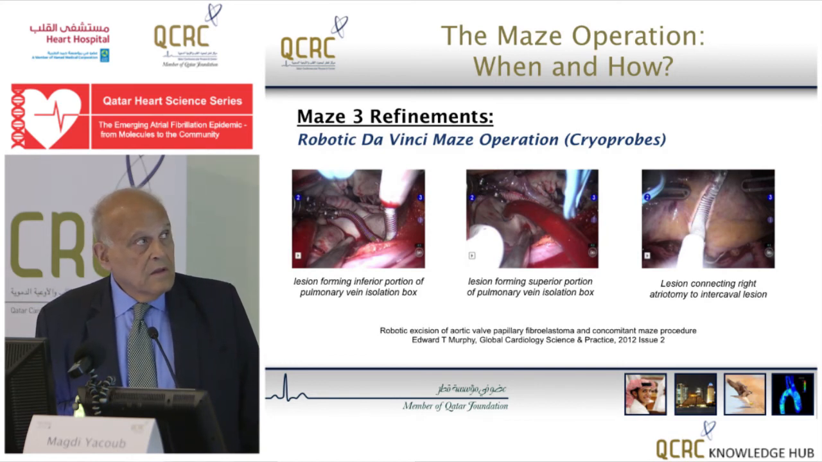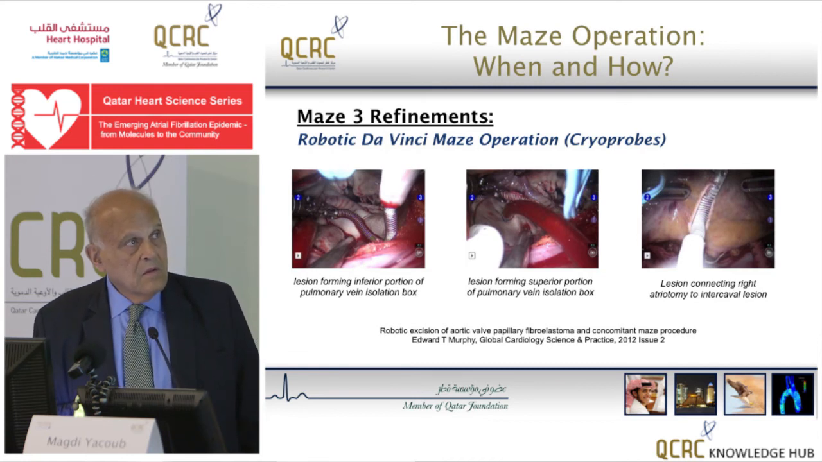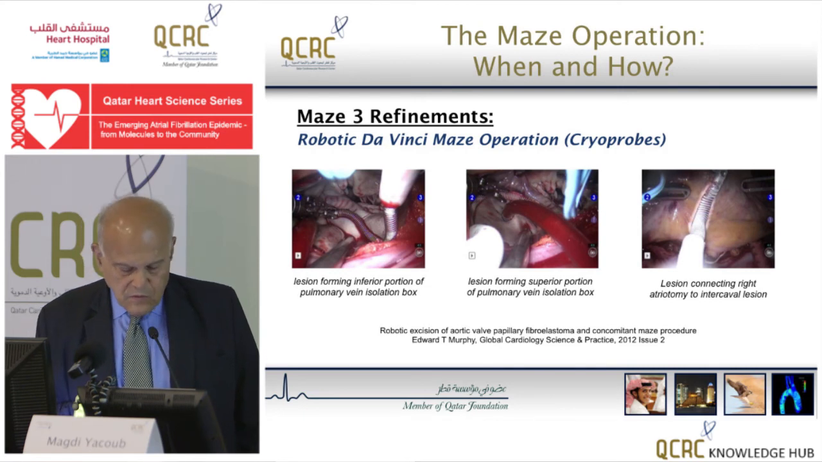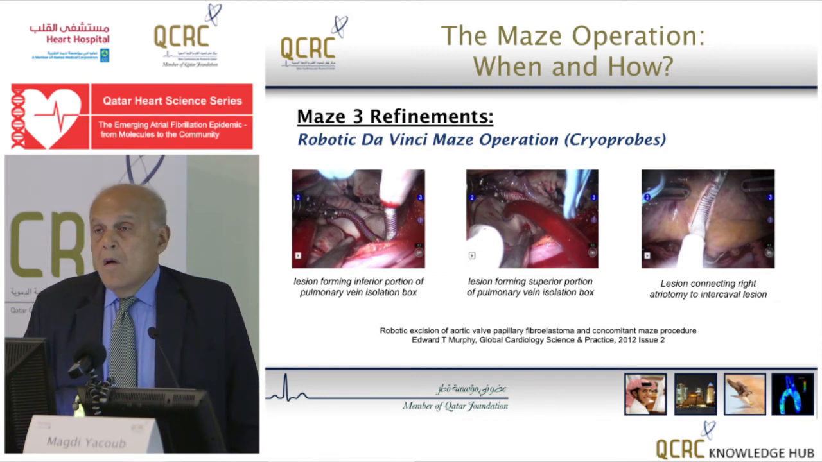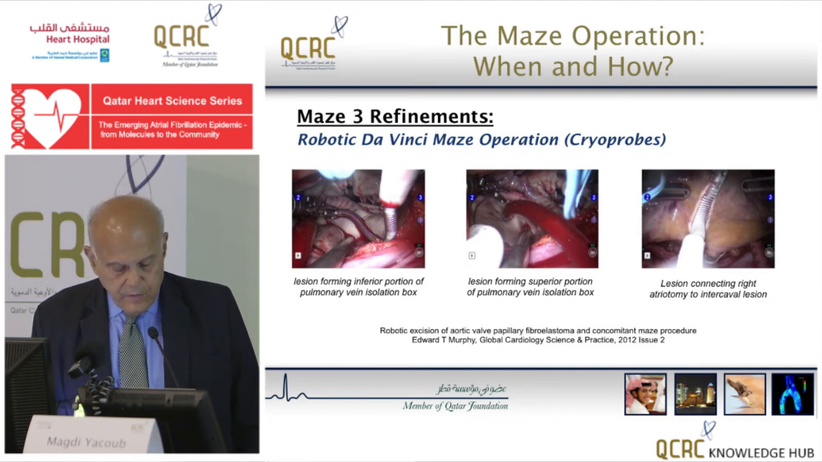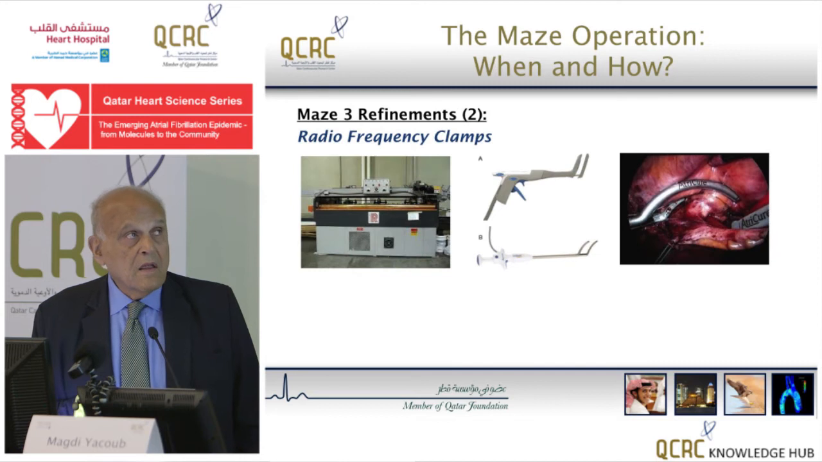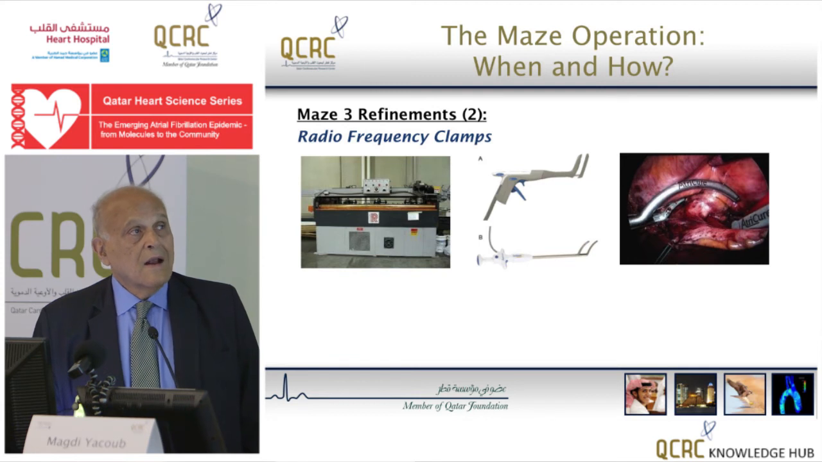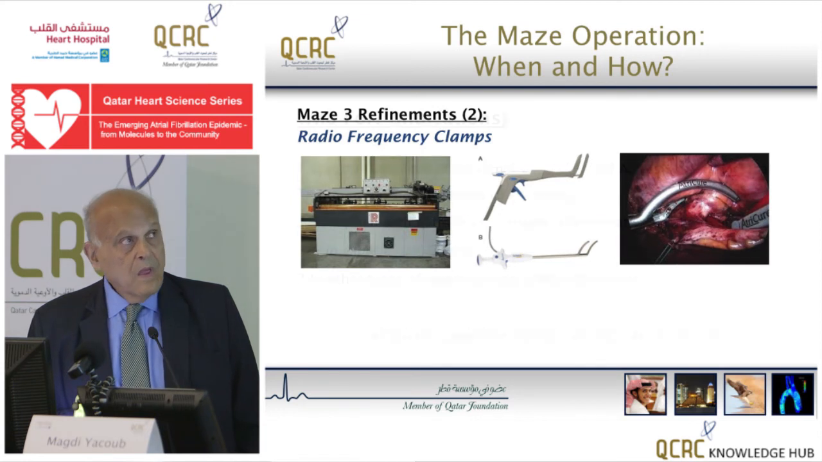For example, here, this is the one above the mitral valve, and then you can do the superior one up here, and then you can go towards the mitral tricuspid valve, so you can do a right and left sided maze using robotic surgery and cryoprobes. There are other methods using radio frequency clamps to achieve exactly what I have shown you.